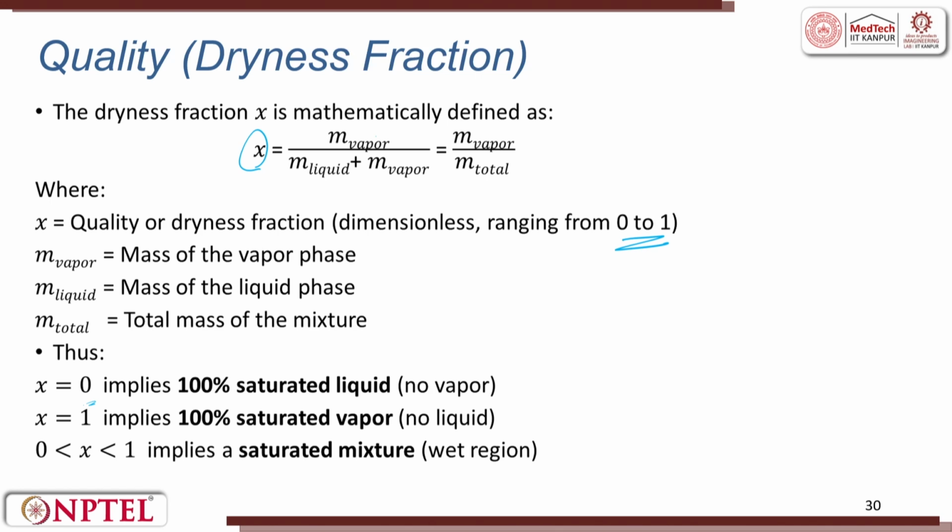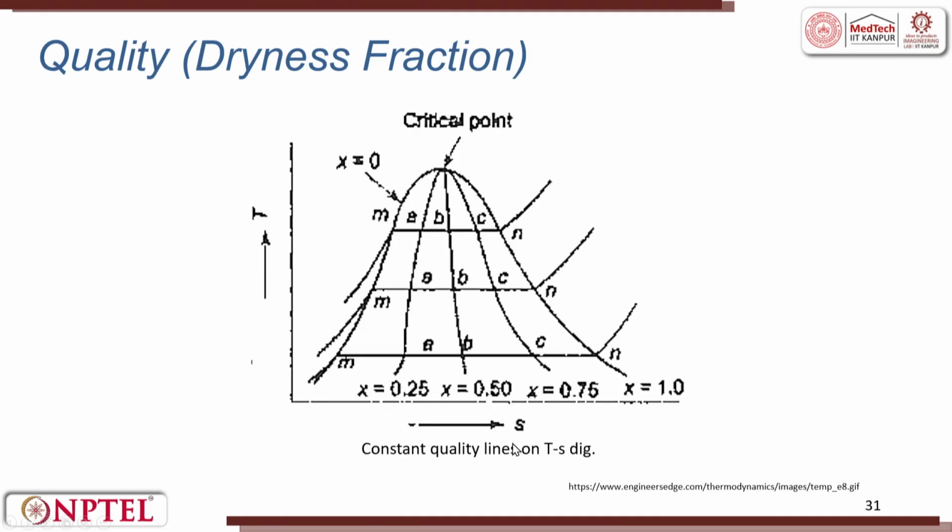X equal to 0 implies 100% saturated liquid, no vapor at all. X can range between 0 and 1. If X is 1, it is completely vapor, no liquid at all. If it is between 0 and 1, it lies in the saturation mixture, the wet region. So, that is plotted in this graph, when X equals 0 and when X equals 1. Now you see how we have plotted it for various values.